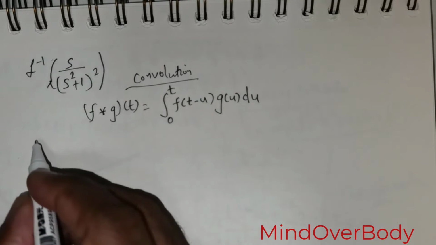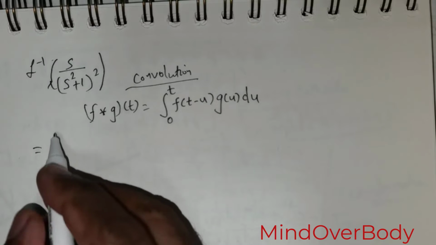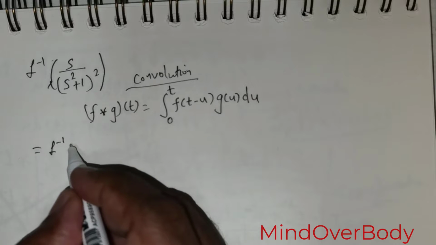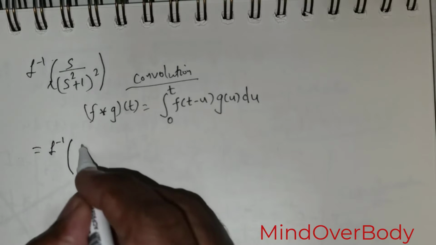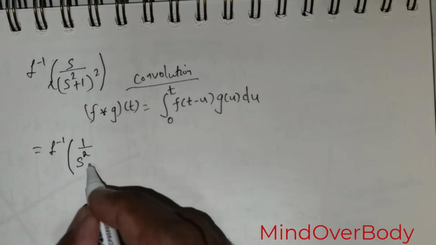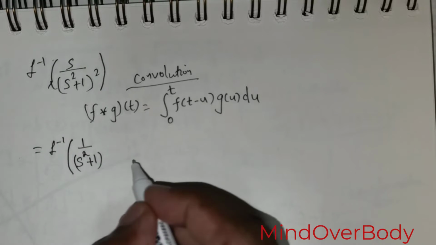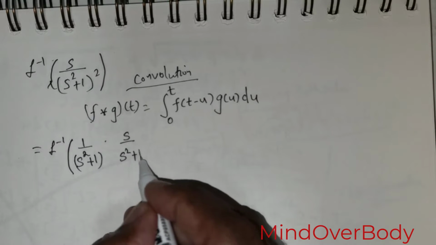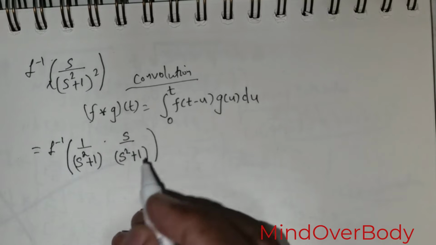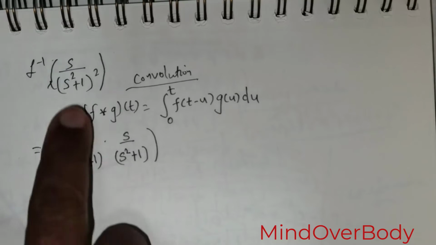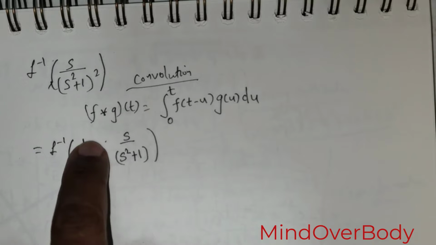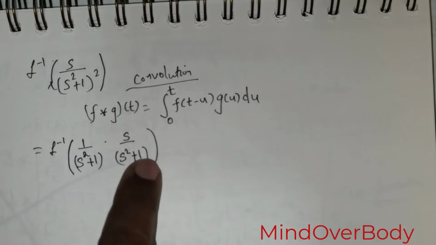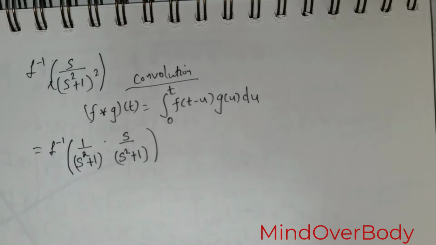Now, to start off, we will have to split this given Laplace inverse. So I'm going to rewrite this as L inverse of 1 over s squared plus 1 times s over s squared plus 1. Now, s squared plus 1 times s squared plus 1 will give us (s squared plus 1) raised to the power of 2, and 1 times s will give us s. So it's just writing it as a product. There isn't any convolution appearing here.